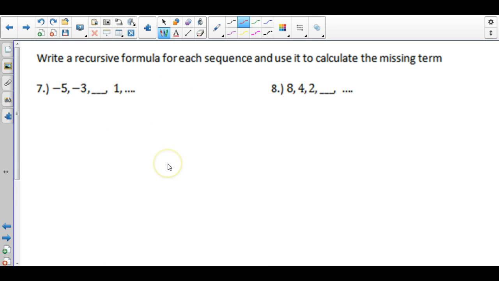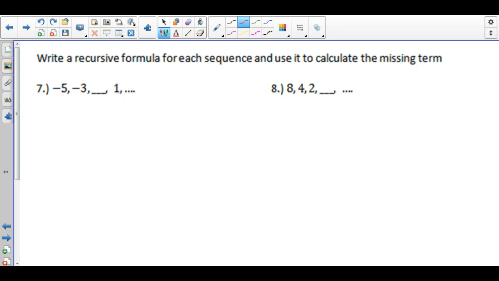So writing recursive formulas again. The main difference between recursive and explicit is for an explicit formula, I can just say calculate the 50th term, and you don't need any other terms before that besides the first one. For a recursive formula, if I say find the 50th term, we want to know the 49th term. If I say find the 4th term, we want to know the 3rd term. And you can build off of that using the common difference or ratio.